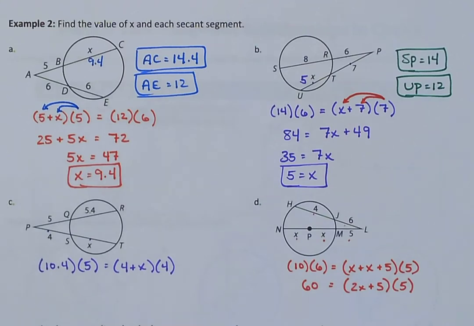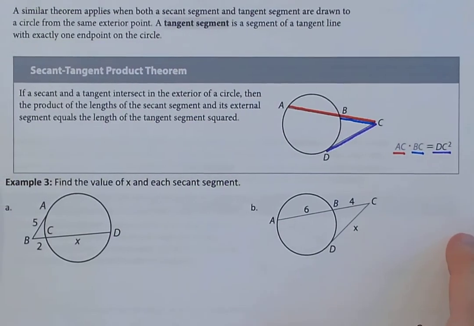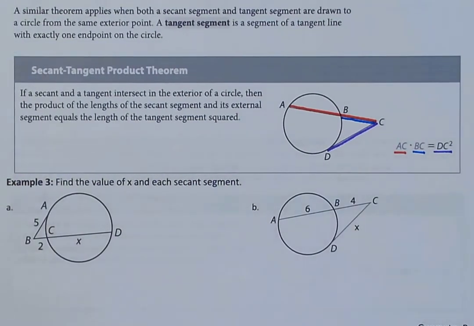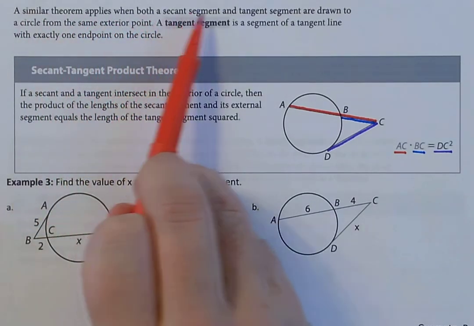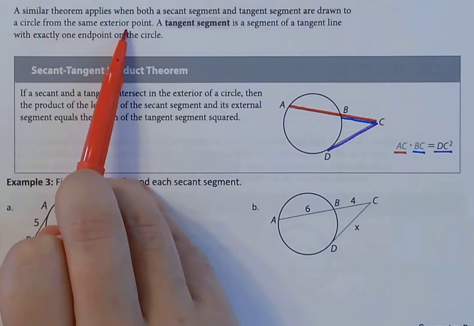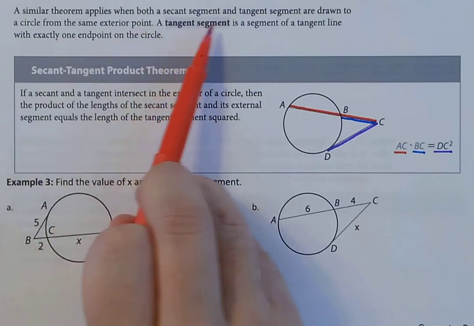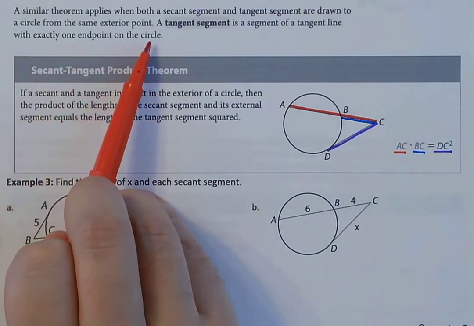So the last thing that we need to take a look at today is the secant tangent product theorem, and then take a look at example 3. So let's move that on up. All right. So a similar theorem applies when both a secant segment and a tangent segment are drawn to a circle from the same exterior point. A tangent segment is the segment of a tangent line with exactly one endpoint on the circle.